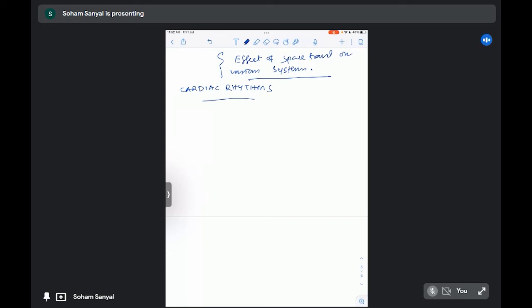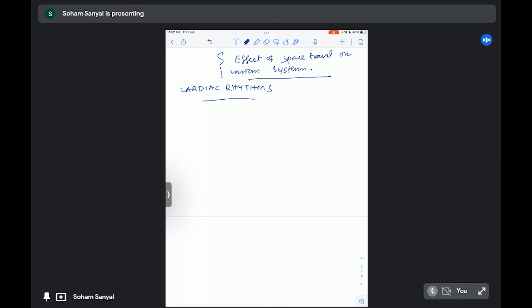So usually if you go to space, there are chances of arrhythmia. So arrhythmia is very well known in space. And that's why all the astronauts are prone to some degree of arrhythmia.